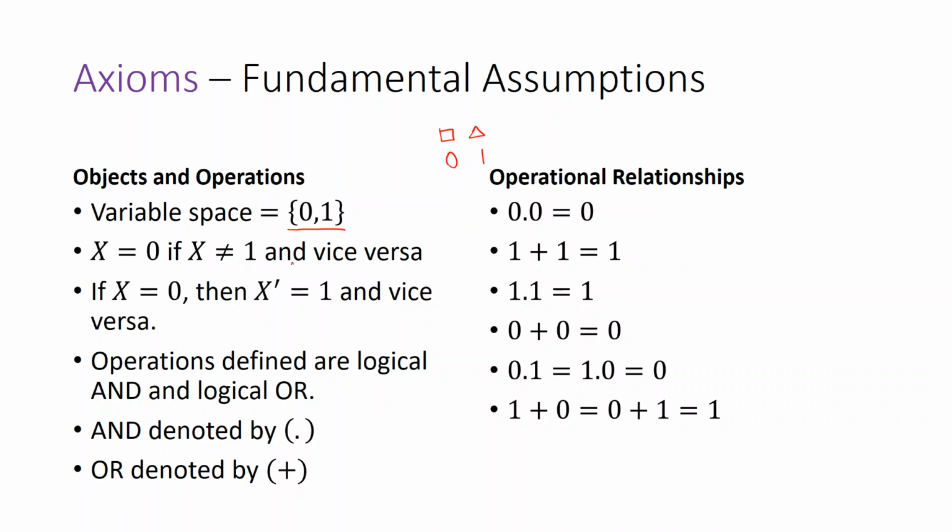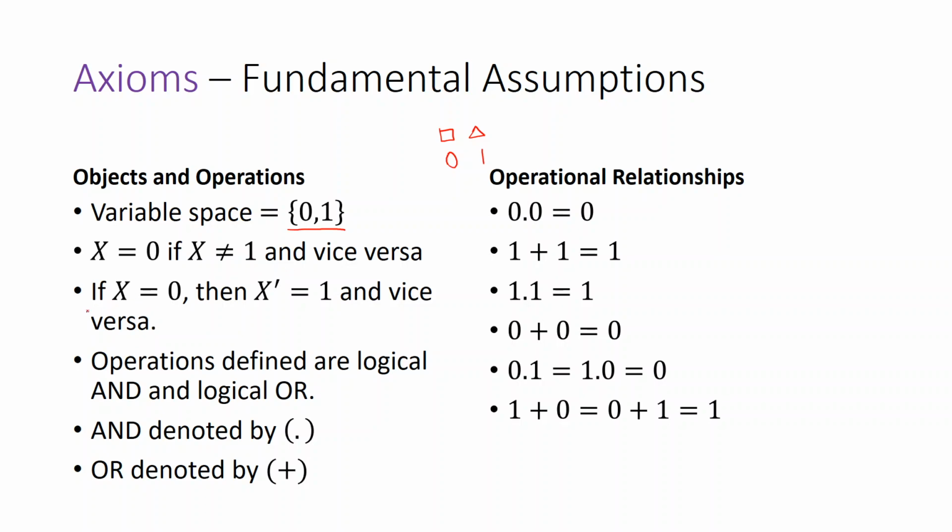I will not keep on saying object 0 and object 1. I will start saying 0 and 1. This is how we actually say things, but at the back of our mind we should remember that these are just some objects which we call 0 and 1.